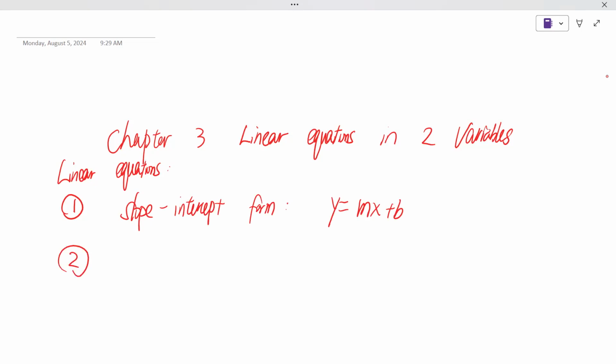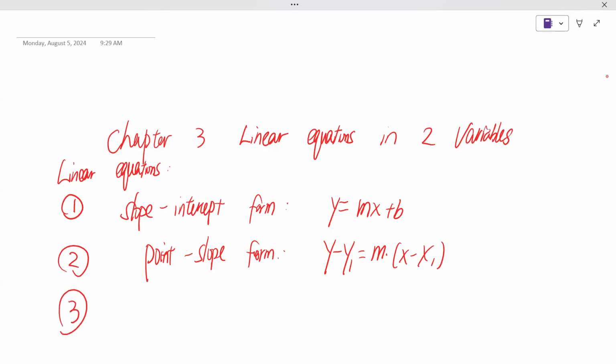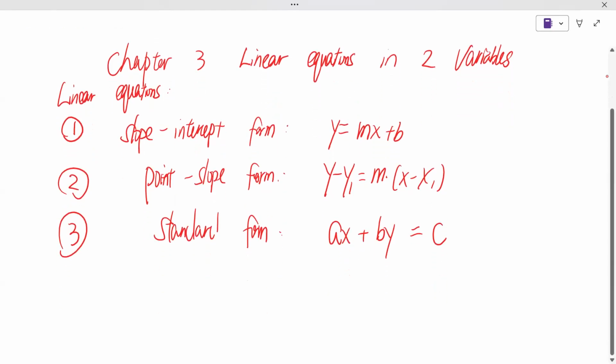Also, the point-slope form, right? Point-slope. And you basically write that y minus y1 equals m times x minus x1. And the third one is standard form, right? So ax plus by equals c. Those are the three common forms we're going to use.